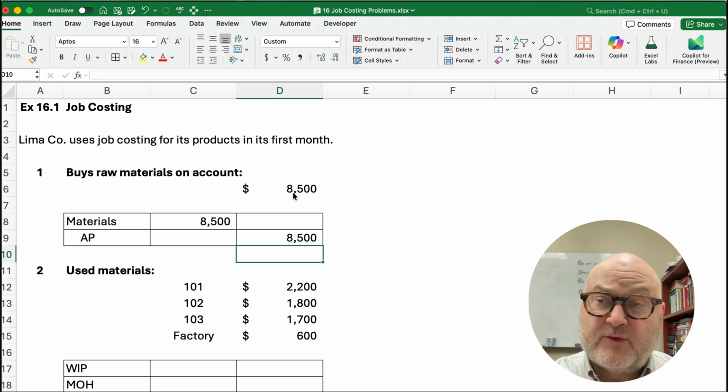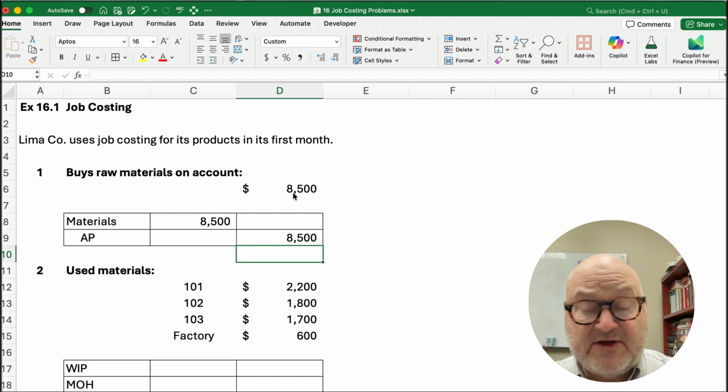Then remember, we have three different product costs: materials, labor, and overhead. That all moves into work in process, and then as we finish it, it moves to finished goods, and as we sell it, it moves to cost of goods sold. So we're going to show the actual journal entries, how it works.